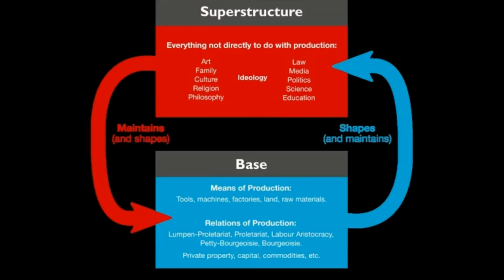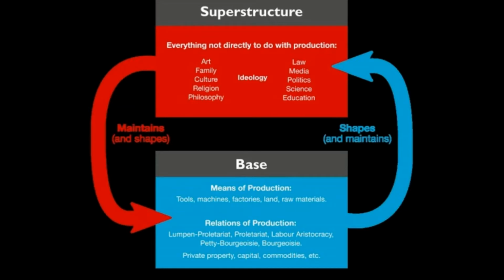Okay, so in this theory, the base, or the economic base, is the means of production and the relations of production, how society is organized economically. So what the different classes are, the state of class struggle in society, and so on. Whereas the superstructure refers to basically everything that doesn't have to do with this production and usually the realm of ideas. So things like cultural expressions, religious expressions, dominant ideology, the way the media interacts, the political system, the education, and so on.